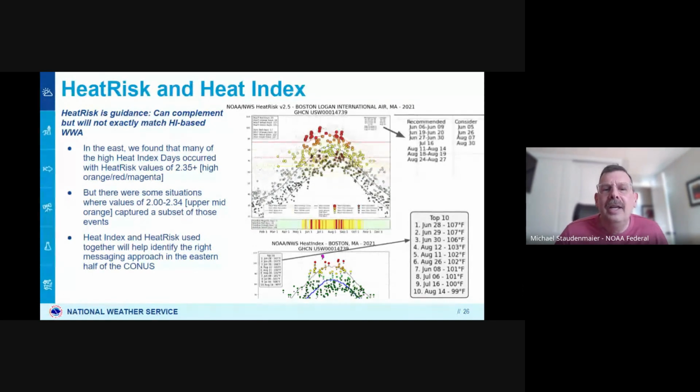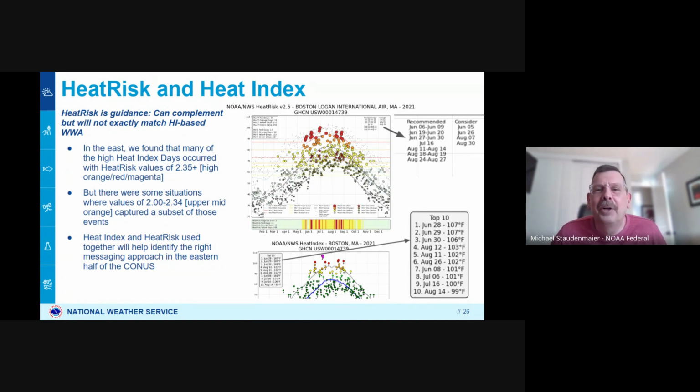The bottom chart, that one isn't available to you, came from our development activities in 2022 when our big focus was really tuning heat risk to better approximate those big heat index days. So that chart has a normal curve of daily heat index in blue, a 95th percentile curve of heat index in black, along with daily hourly maximum heat index values as dots, and we colored those according to various heat index ranges. So the top 10 box provides the dates and values in 2021 of the top 10 heat index days for that year.